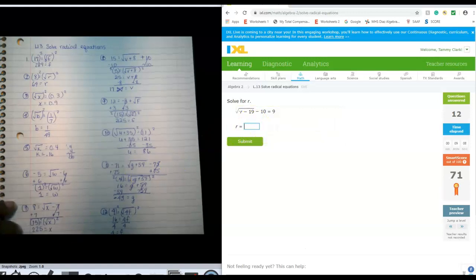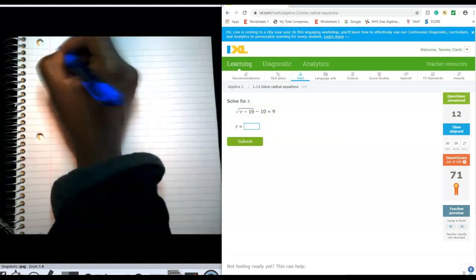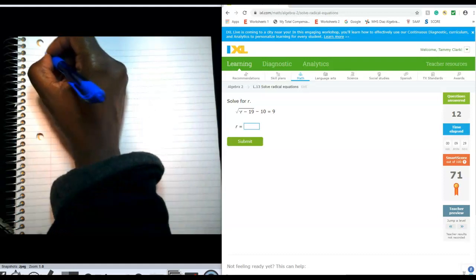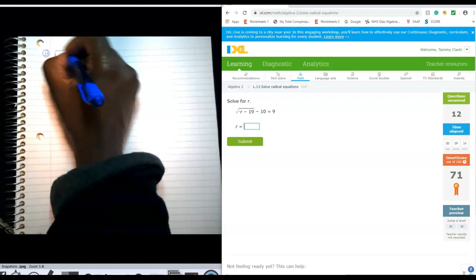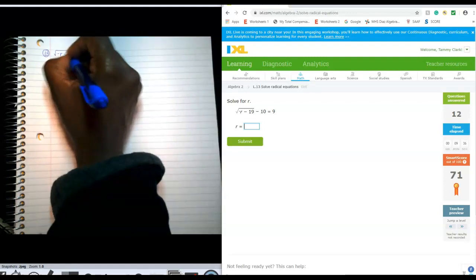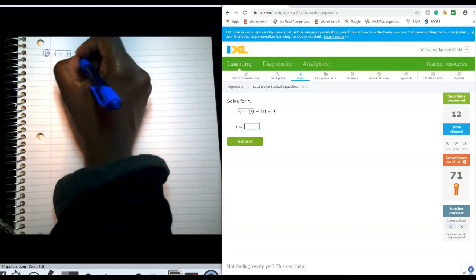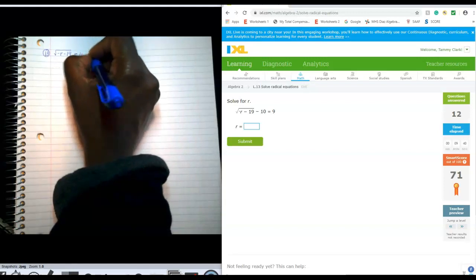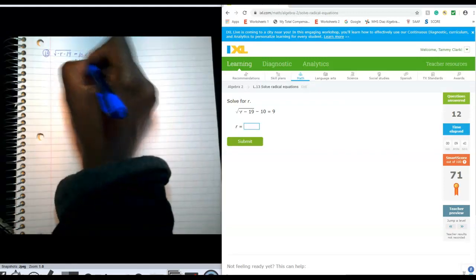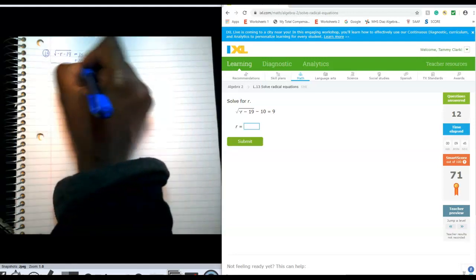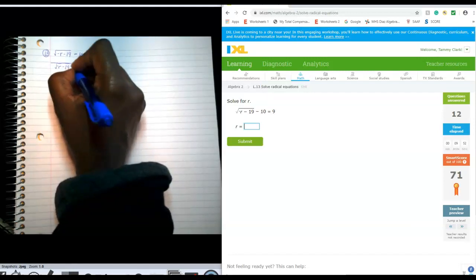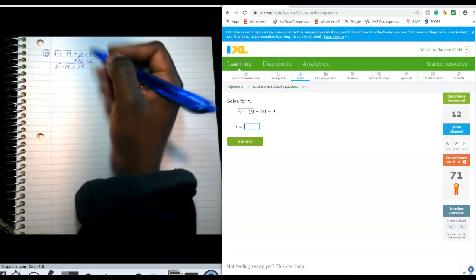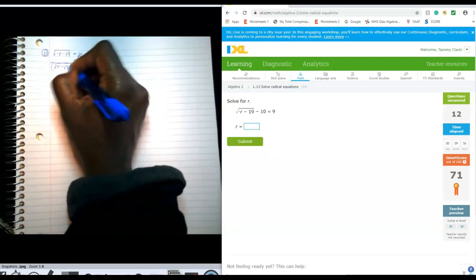Alright, I'm going to turn people over here. So on this one we're solving for r, and this is number 13, I believe. We've got the square root of negative r minus 19, minus 10, is equal to 9. Well, we're going to add 10 to both sides of the equation. First thing we're going to do so that we can get the radical alone. That leaves us with the square root of negative r minus 19, which is equal to 19. So we're going to square both sides.